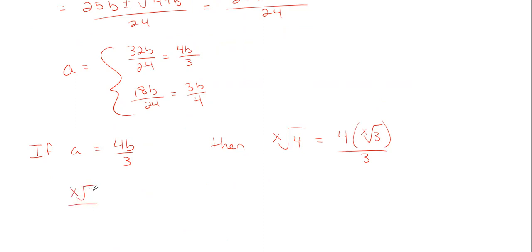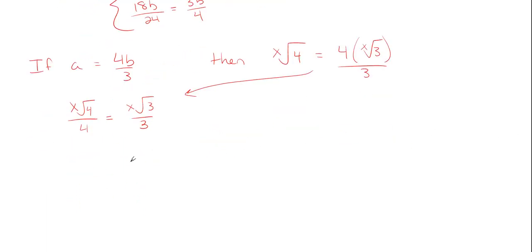So we would end up with the xth root of 4, and I'm just going to take the 4 to the other side here, divided by 4. So this would be the xth root of 3 over 3 then. So this goes down to here. I'm just going to rearrange here and try to make this a little bit easier to solve. So we're just going to exchange the 4 and the xth root of 3 here. So we end up with the xth root of 4 over the xth root of 3.